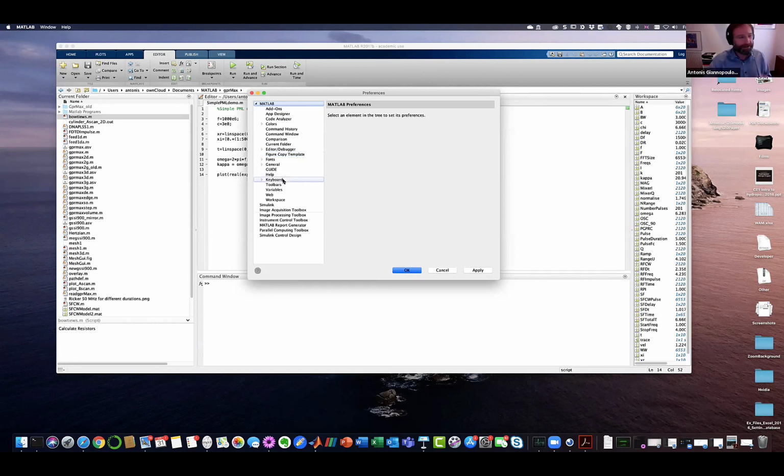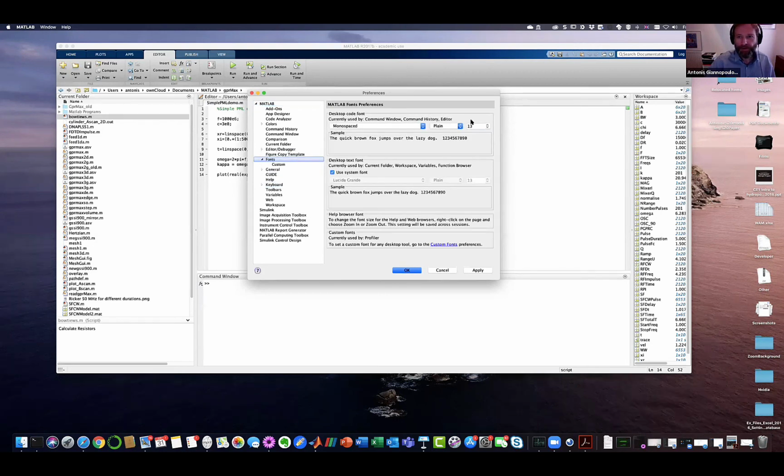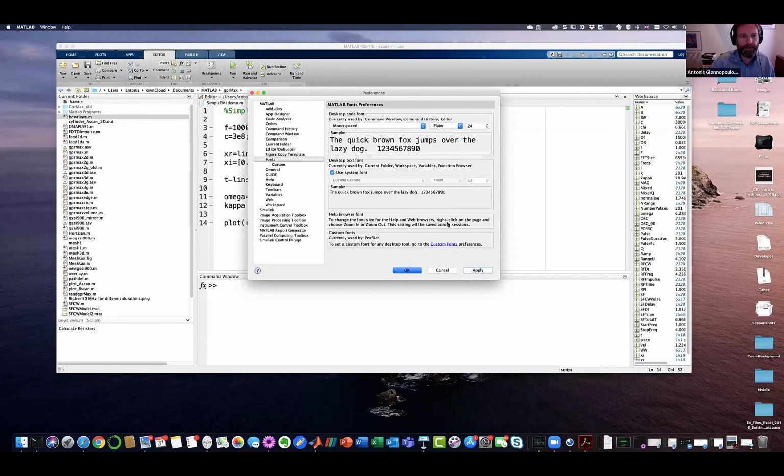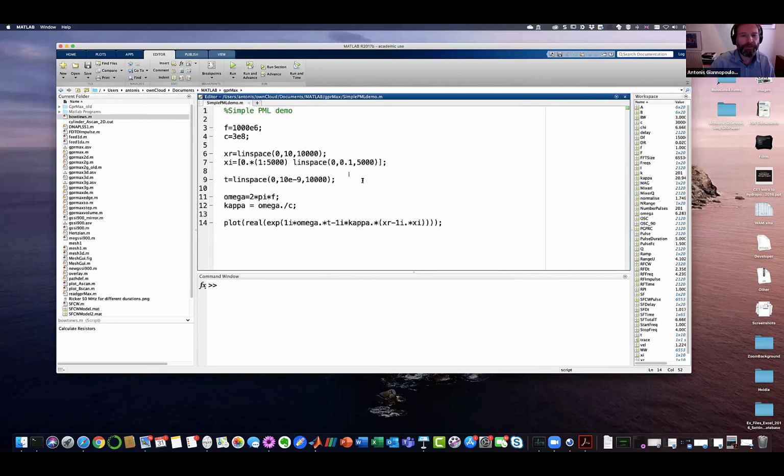For electromagnetics and the things that we do, we can do this. And now let me find where I'm going to change fonts. Okay, I'll go to 24. Apply. Okay, all right. So that should be a bit better, is it?